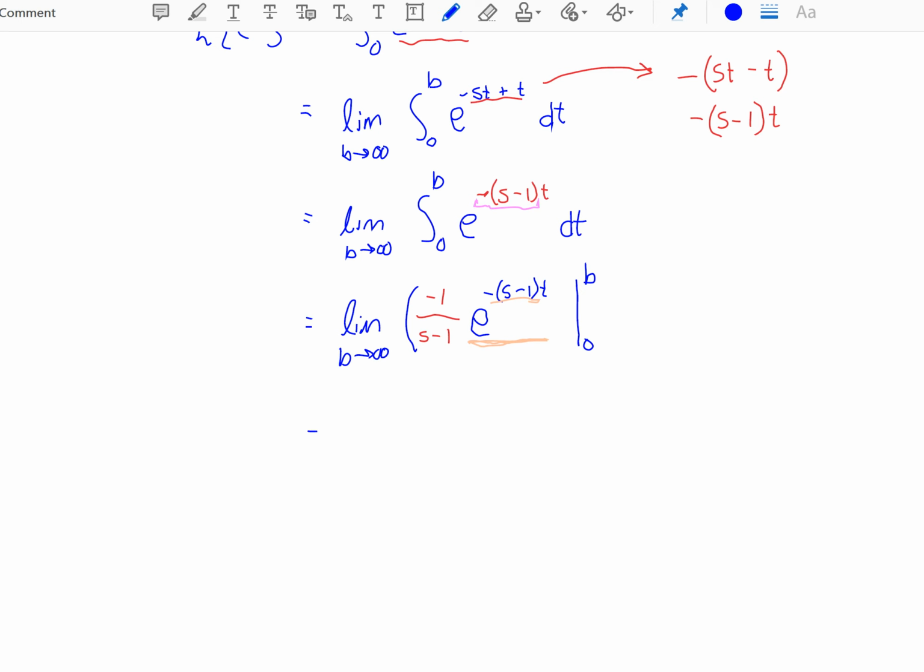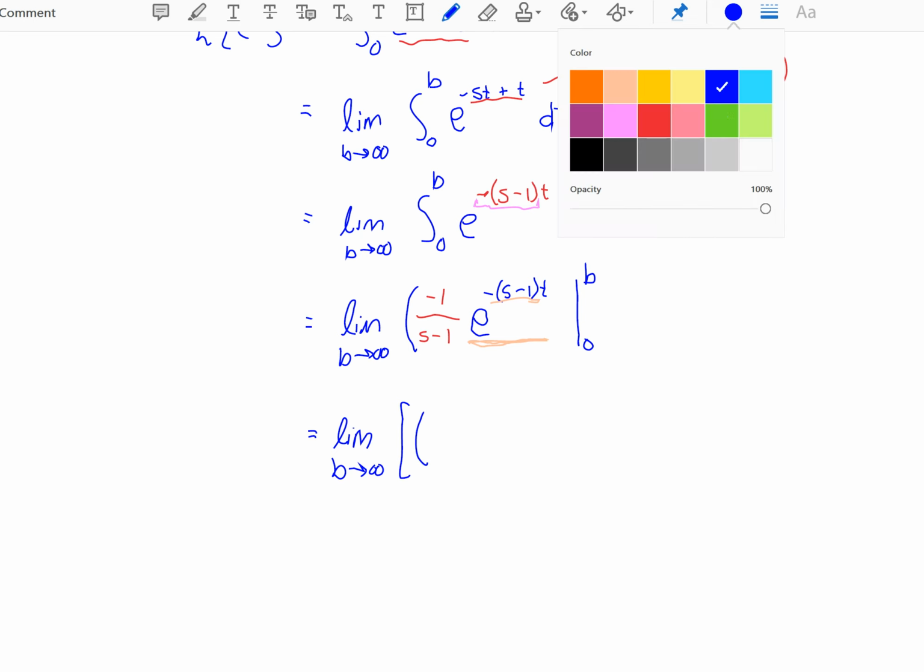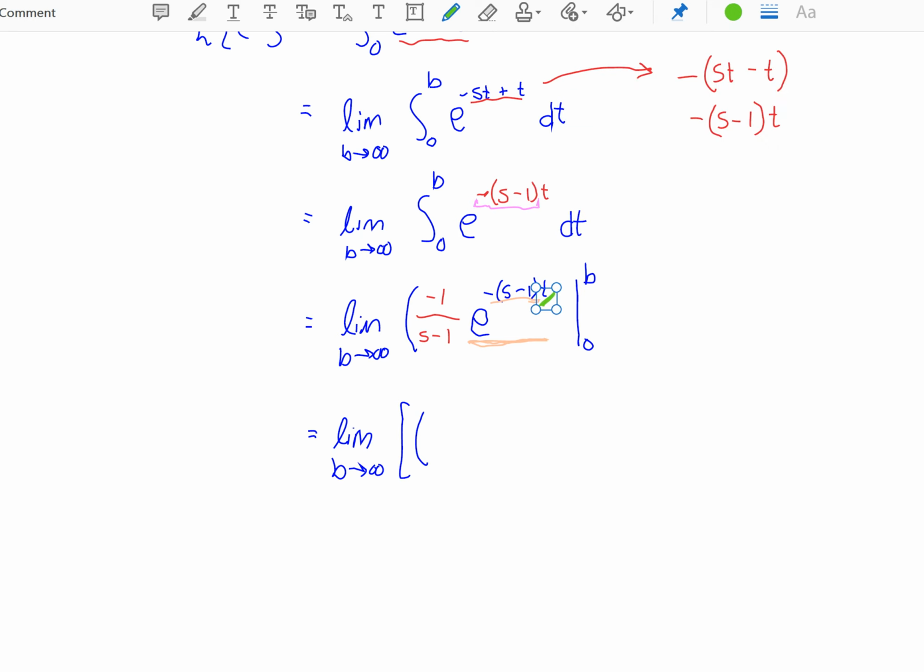Now we'll use our fundamental theorem of calculus to evaluate our antiderivative at the upper limit. So at our upper limit, we would have, again, replacing the t with the b, our upper limit, negative 1 over s minus 1 times e to the negative s minus 1 times b.